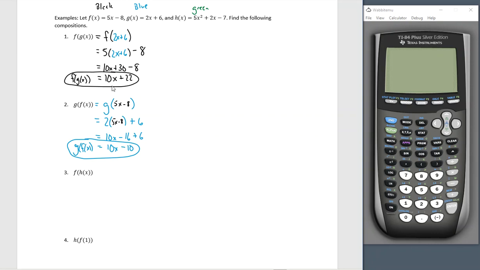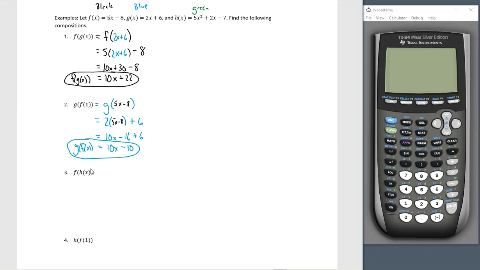So we could add two functions in any order, it's no big deal. We could multiply two functions in any order, it's no big deal. But if we subtract two functions, if we divide two functions, or if we compose two functions, they're not necessarily going to be the same, so order matters.